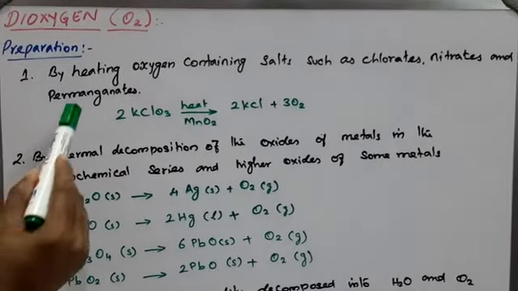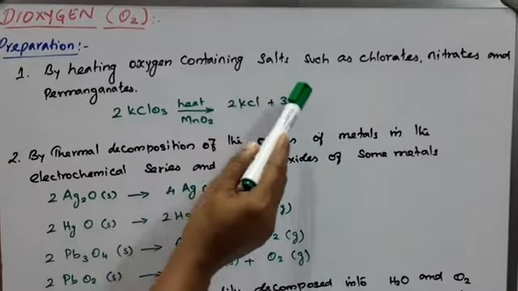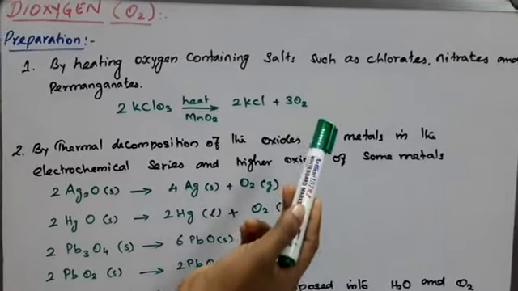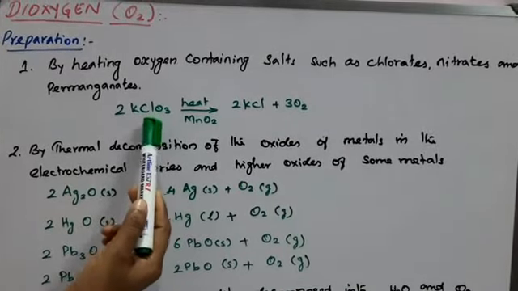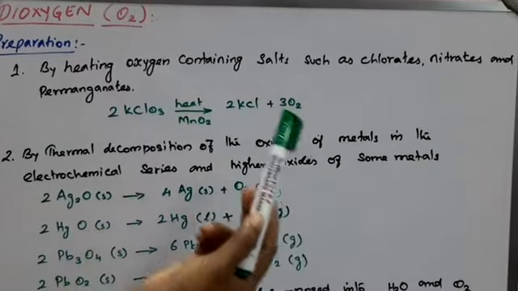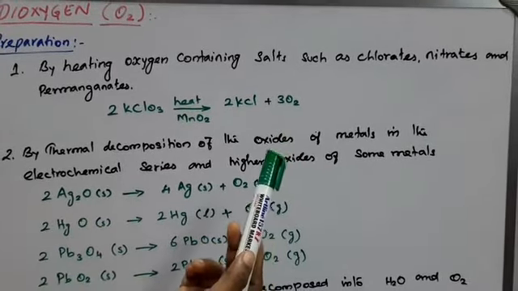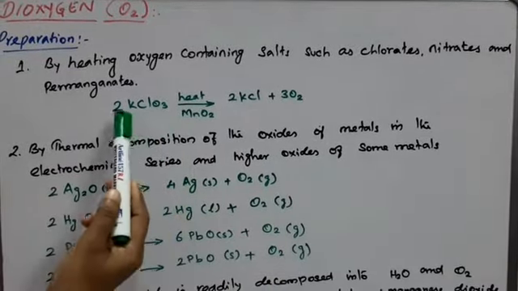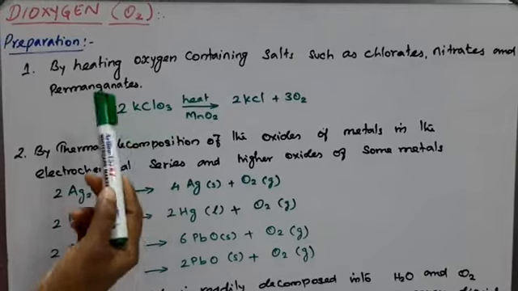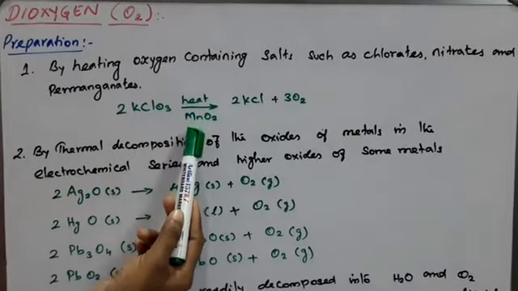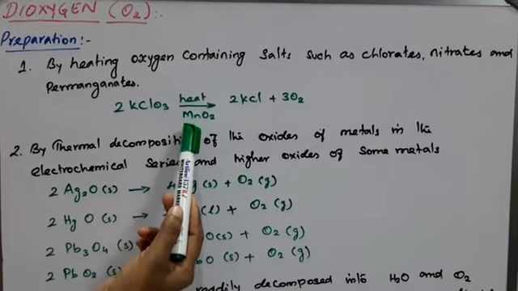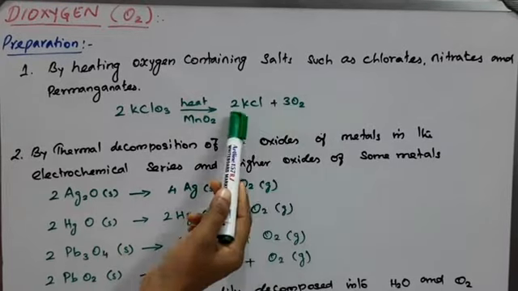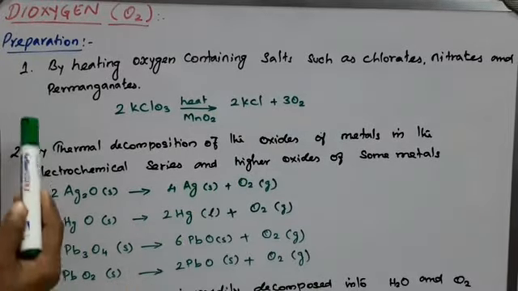First one, by heating oxygen-containing salts such as chlorates, nitrates, or permanganates. Chlorates means what is the formula? ClO3. So potassium chlorate. Nitrate means potassium nitrate, KNO3, and permanganate means KMnO4. So here we have to take potassium chlorate in the presence of a suitable catalyst like manganese dioxide. Heating, we can get dioxygen, KCl as well as the dioxygen. This is one method.